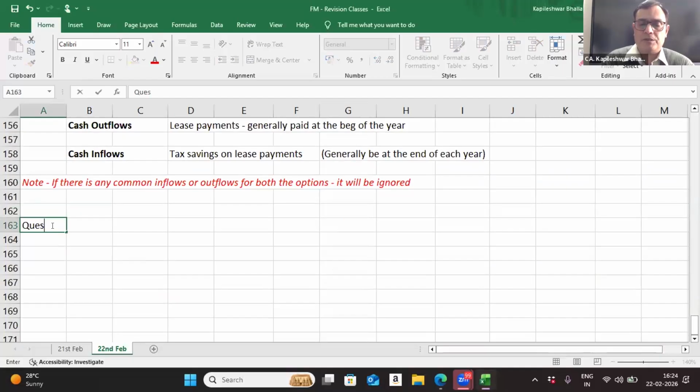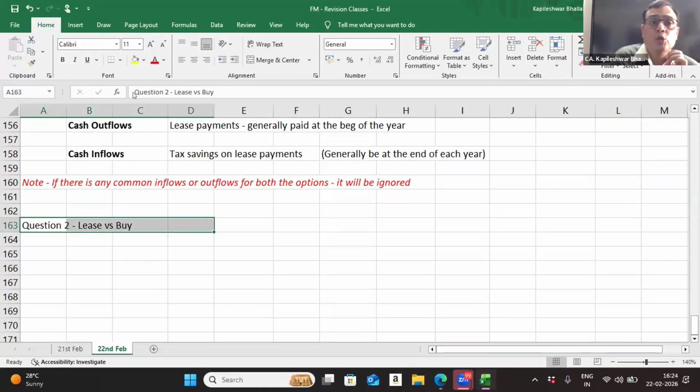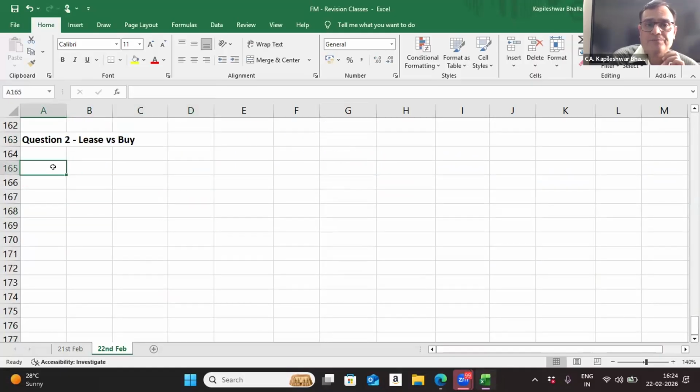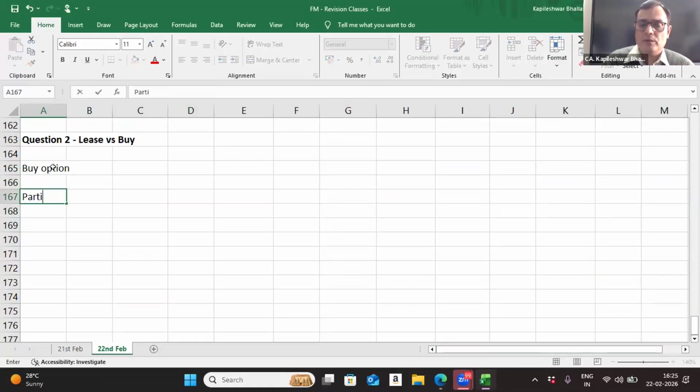This is my question number 2. This is on lease versus buy. And the question has already told us that we are ignoring any taxation effects. So let's first consider the buy option. And let's organize the data. Particulars. The headings would remain the same as what you take in the NPV statement. Time. And let's consider PVIF. Then there is amount. And then there is present value.